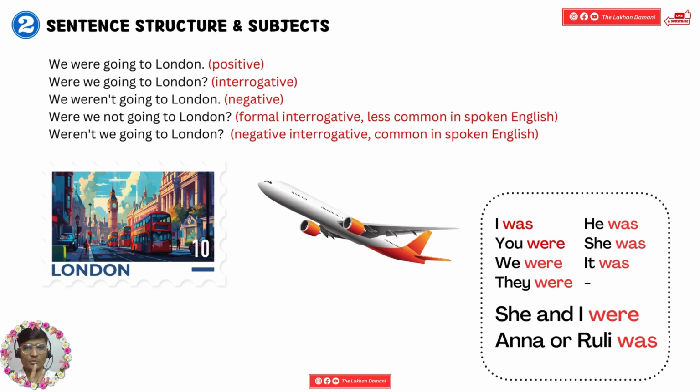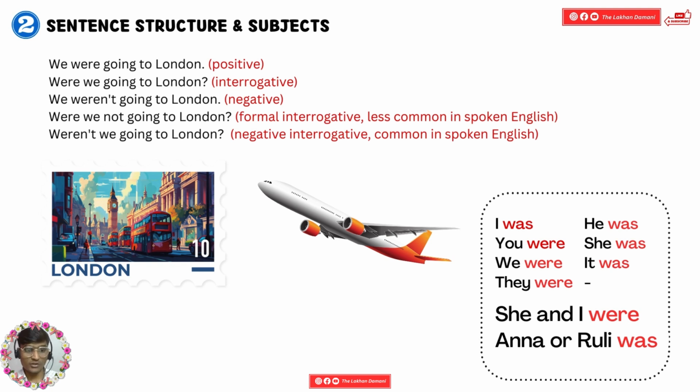But when you have two people, she and I, you can use were, right? So she and I were, and Anna or Ruli was, because we are going to choose one of them. So we are going to make it more clear here. Let's focus simply here that I was teaching you, that's 100% same. I meant, so we were going to London.